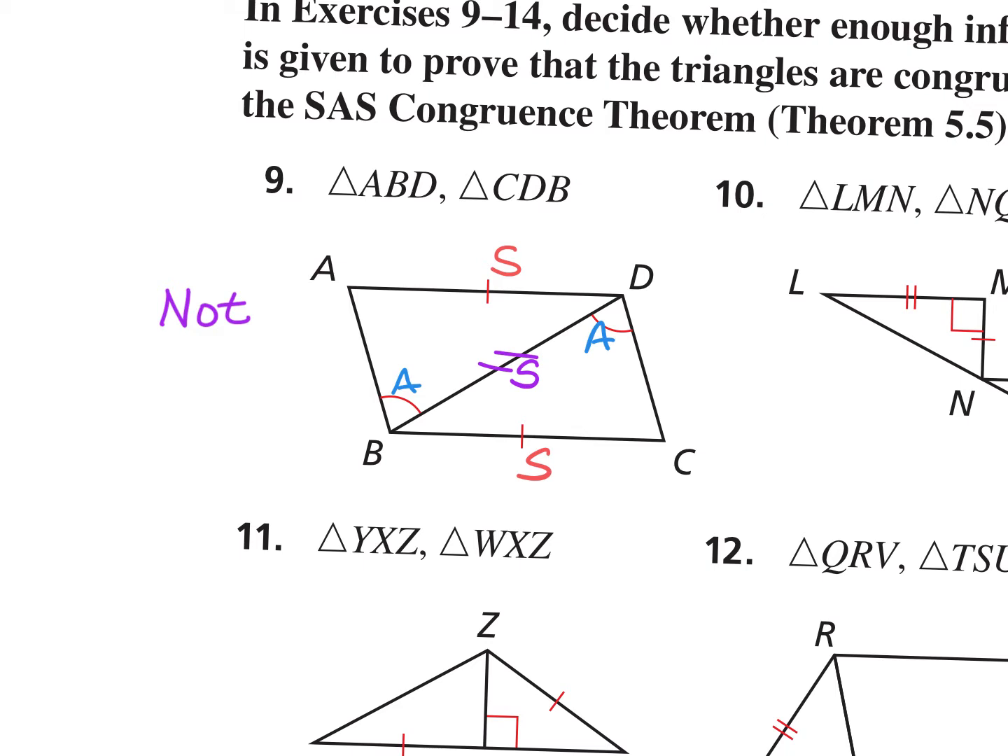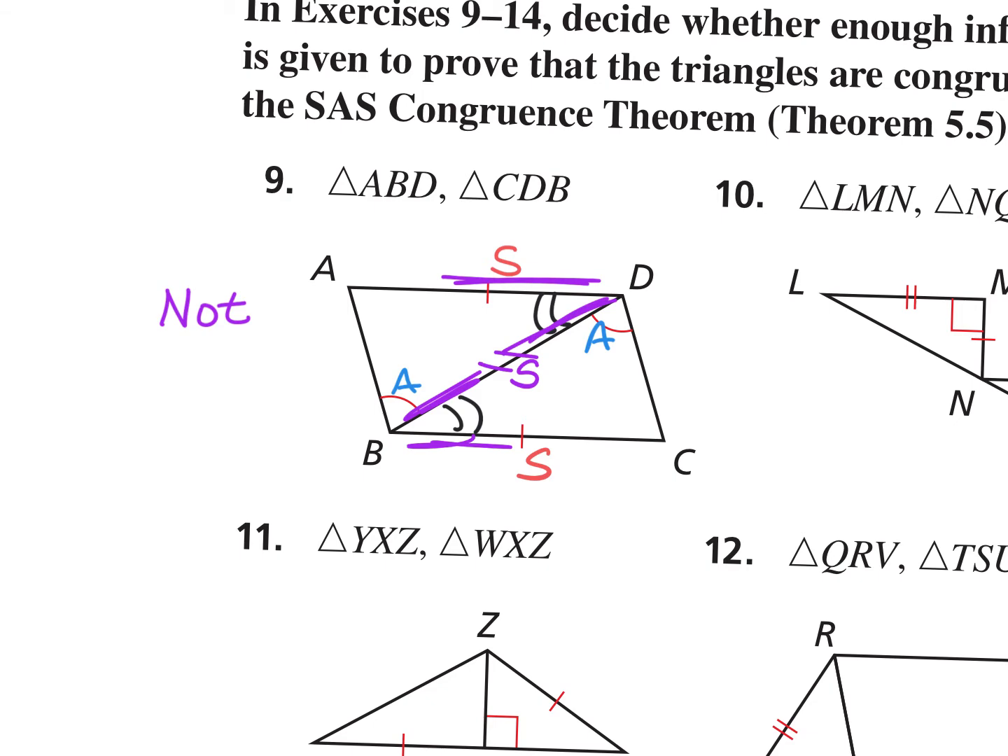In order to do side angle side, we would have needed this angle to be marked as congruent to this one, because that would have been the angle that was formed by the two congruent sides that were marked. So this one, there's not enough information.